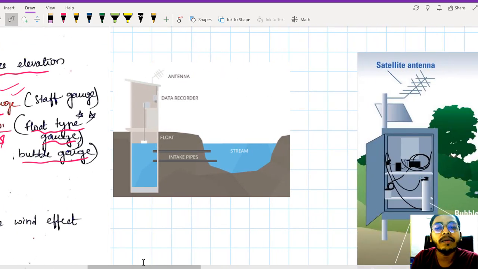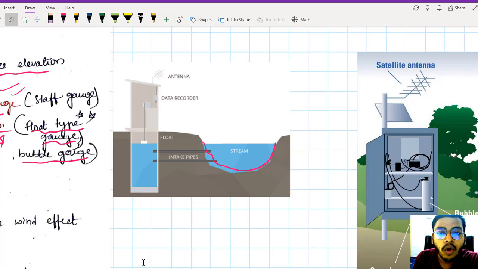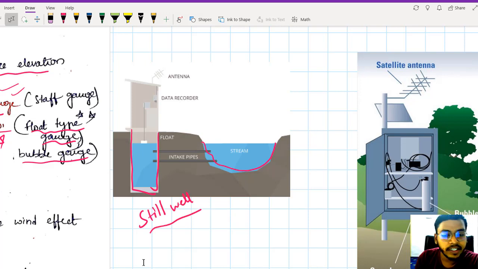Now let us see the float type gauge. Very simple concept है. See, let us say there is a stream. Okay, what I am doing is I am constructing a stilling well. क्या है? A still well, or you can say stilling well also, up to you. ठीक है. So what does this still well do? It will have some pipes. Okay, it will have some intake pipes.